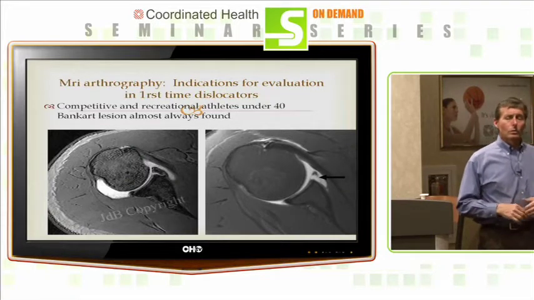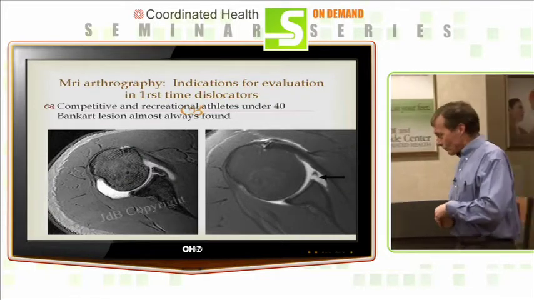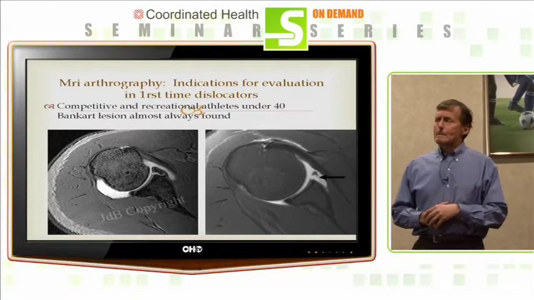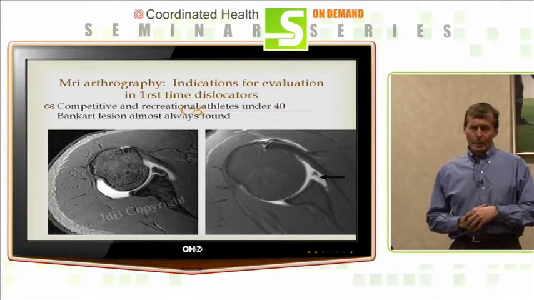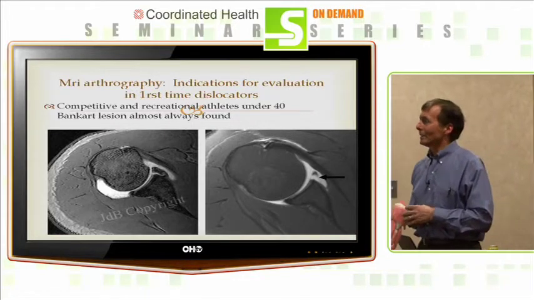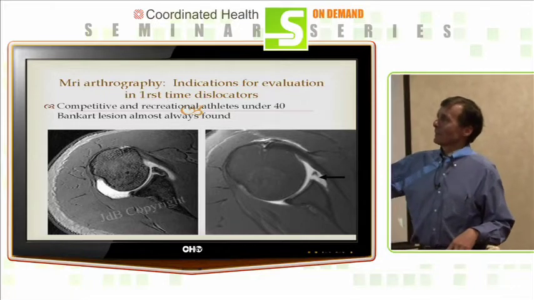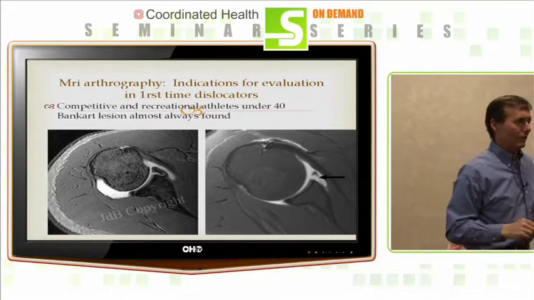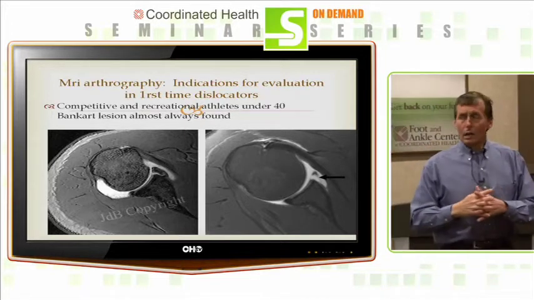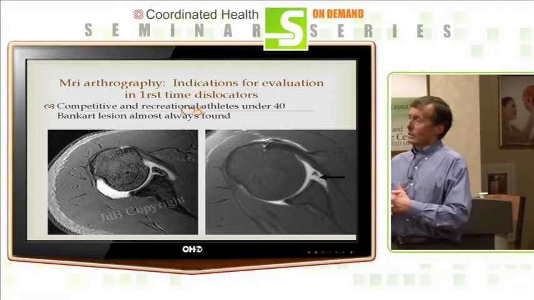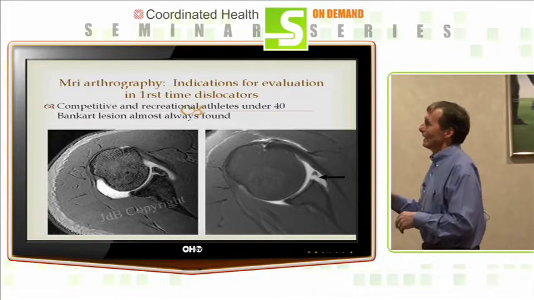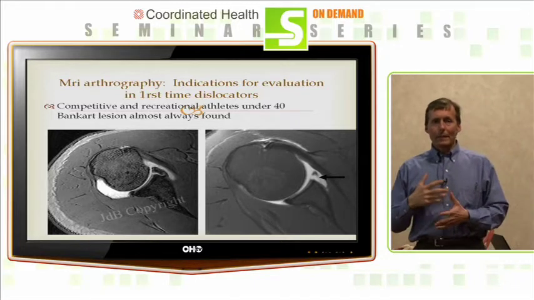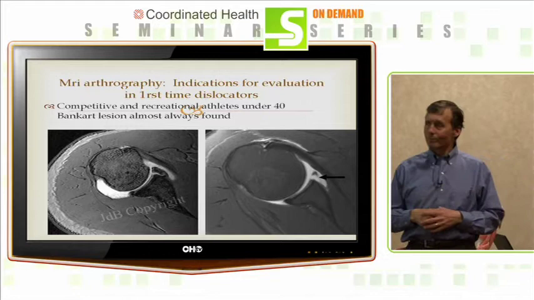MRI. Now, does every shoulder dislocation need an MRI? Absolutely not. But I've gotten a little quicker to order that in my young athletes, and I'll tell you why. Because 90% of the time I'm going to see a tear like this or a tear like this. That's called a Bankart lesion. That's a tear of the labrum off of the bone itself, off of the glenoid. If I see that tear, I know most of the time it will not heal by itself, and that athlete's going to have chronic instability.